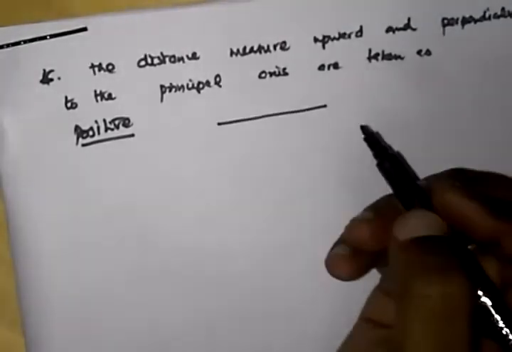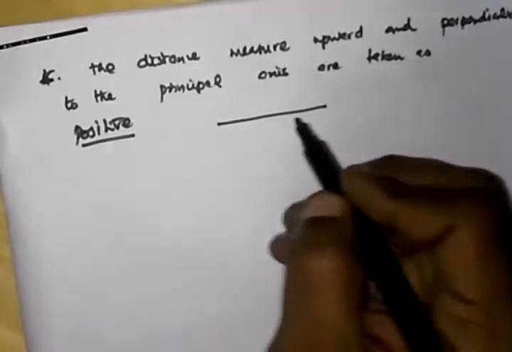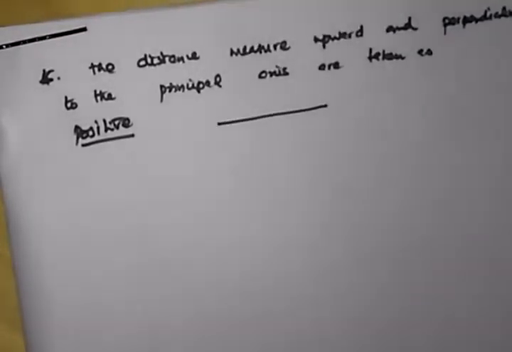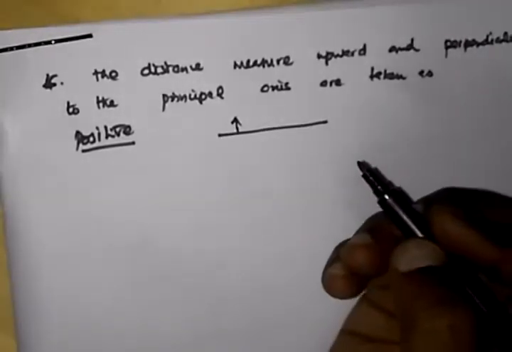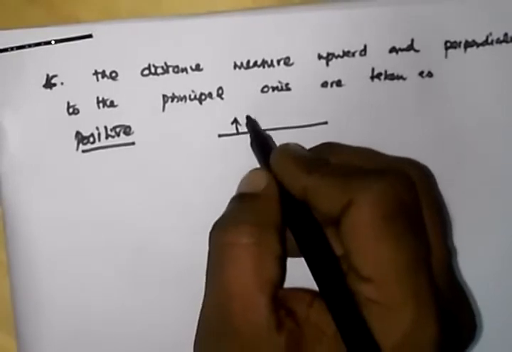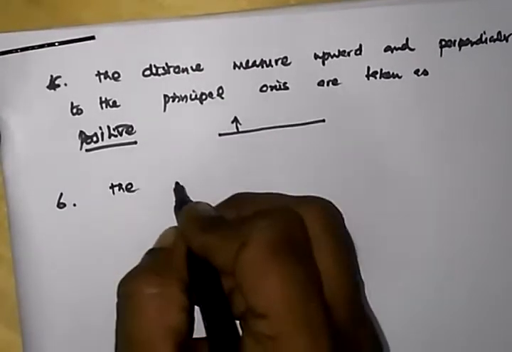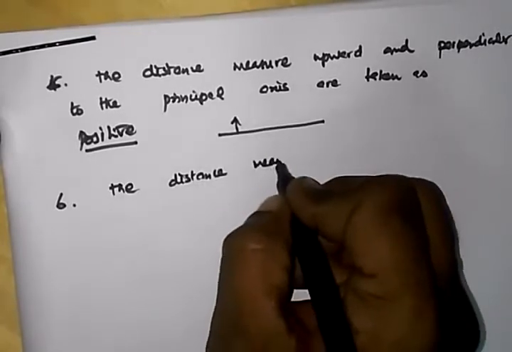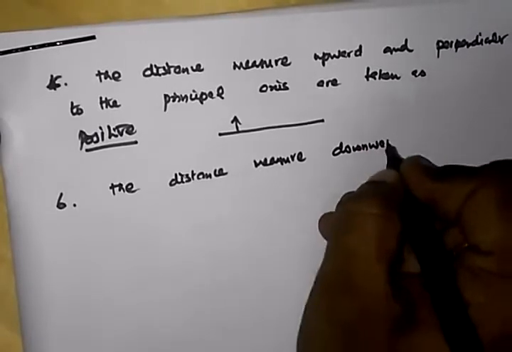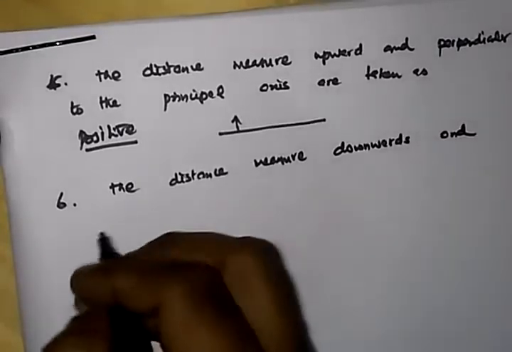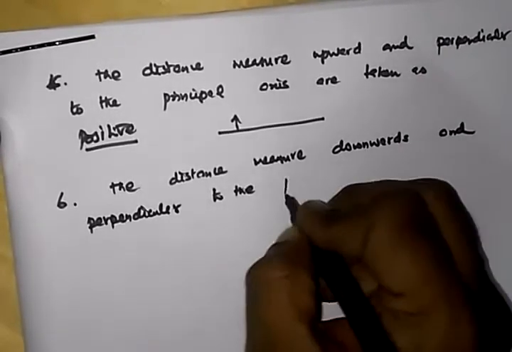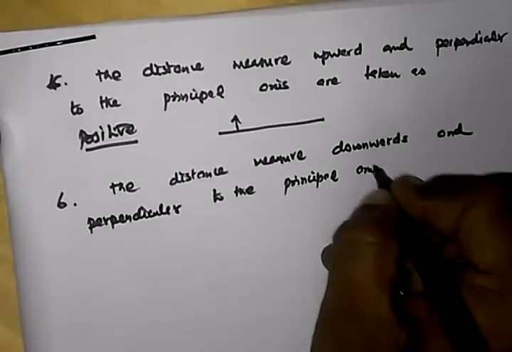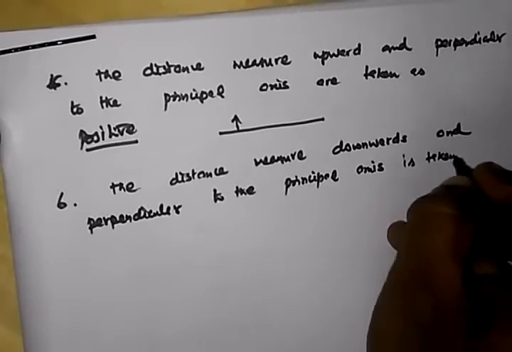We are going to measure a distance perpendicular to the axis, so we can take it as positive. To put it in an understandable way, imagine this is the principal axis and this is one distance, the height of the object. If we measure it upward, we consider it positive. Next, the distance measured downwards and perpendicular to the principal axis is taken as negative.